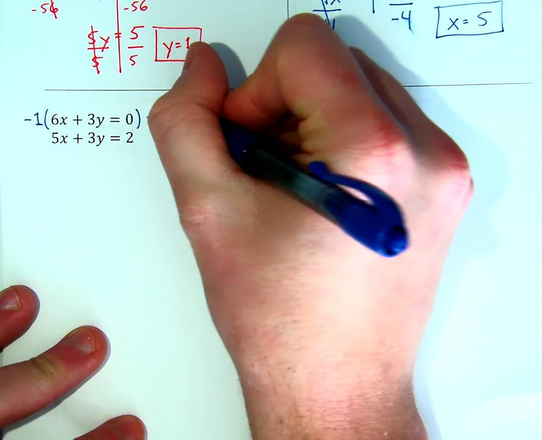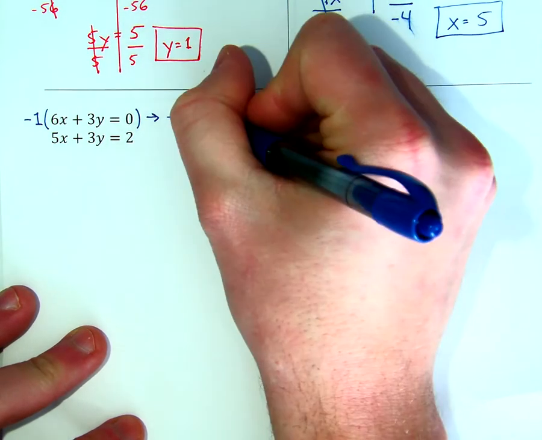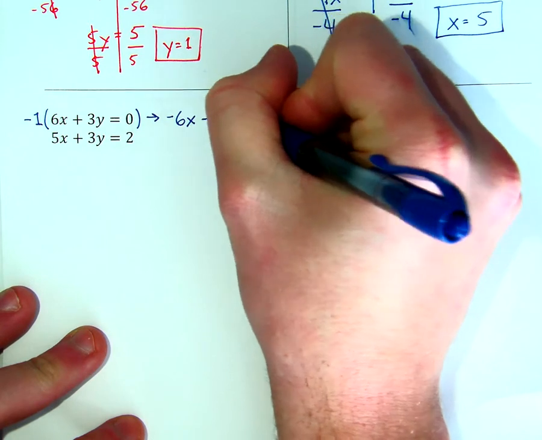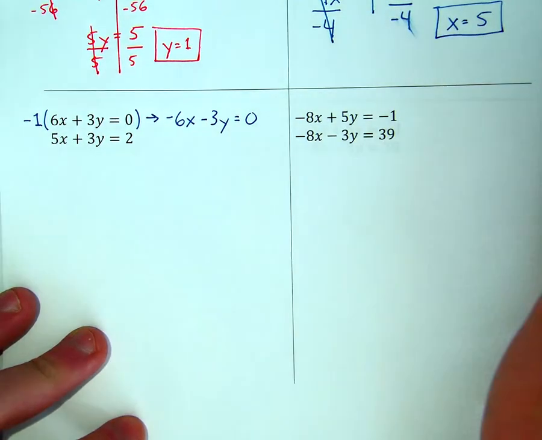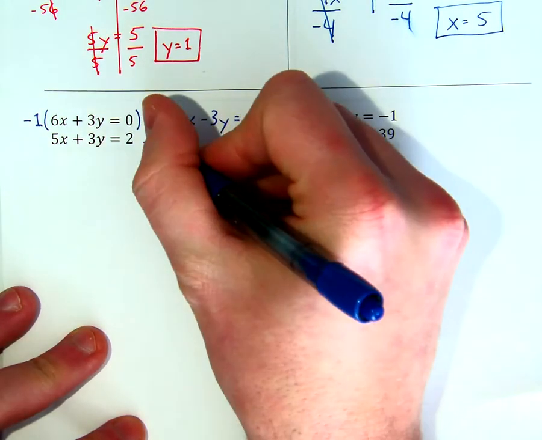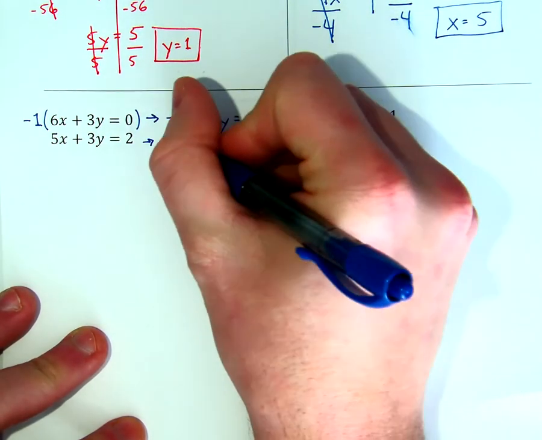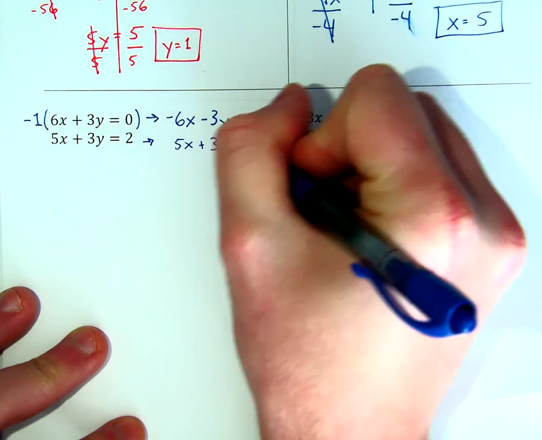-1 times 6x is going to give us -6x. -1 times 3y is going to give us -3y. And -1 times 0 is 0, because remember, anything times 0 is 0. We can copy down the bottom equation as it's written: 5x plus 3y equals 2.